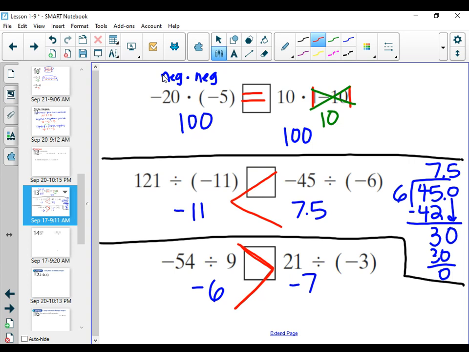So now you are ready to solve some multiplying and dividing integers problems from the book. Once you do that and click submit, you are done with math for today.